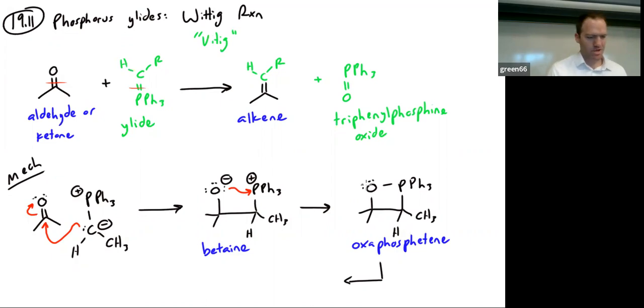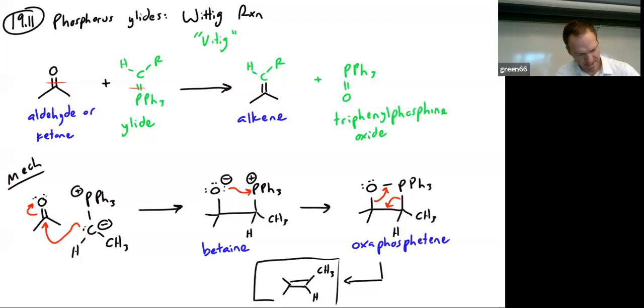And in this next step, that's where the carbon-carbon bond is going to form. What happens is the carbon-oxygen bond is going to break up this way, and the carbon-phosphorus bond is going to break down that way. That's going to lead to a double bond here. Put a box around that because that's our alkene. And then the other thing we're going to form is that triphenylphosphine oxide.